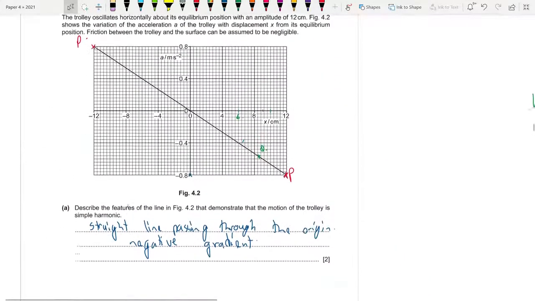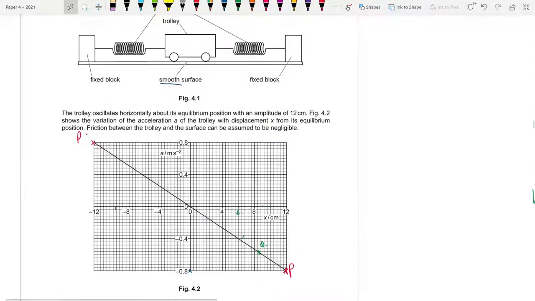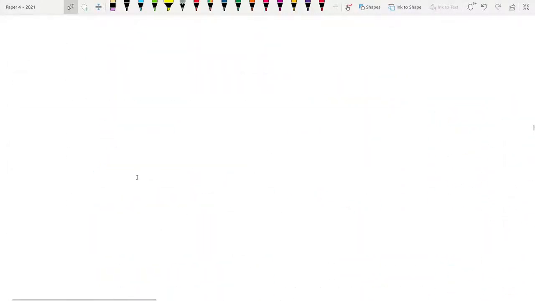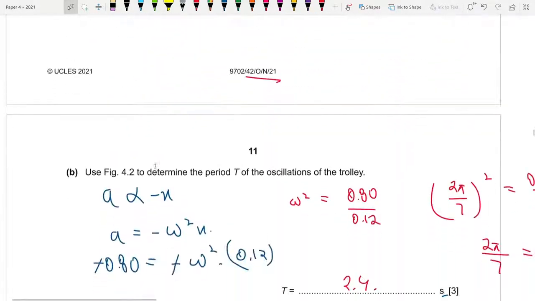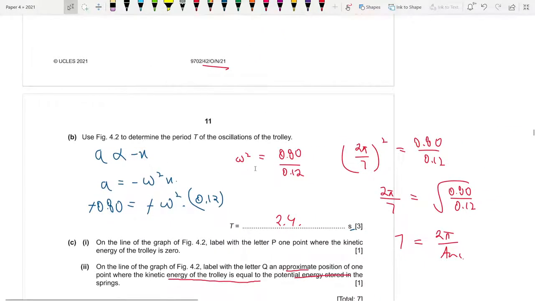We know that a is proportional to minus x, or a is equal to minus omega square x. So you can take any random values. Suppose when a is equal to plus 0.8, the displacement is minus 12, or in meters, 0.12. So 0.8 equals minus omega square into minus 0.12. Omega square is equal to 0.8 by 0.12. (2 pi by T) whole square is equal to 0.8 by 0.12. 2 pi by T is equal to root over that. So time period is equal to 2 pi divided by the answer.